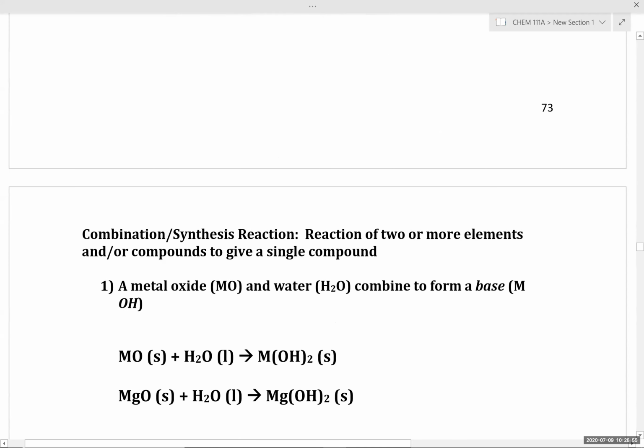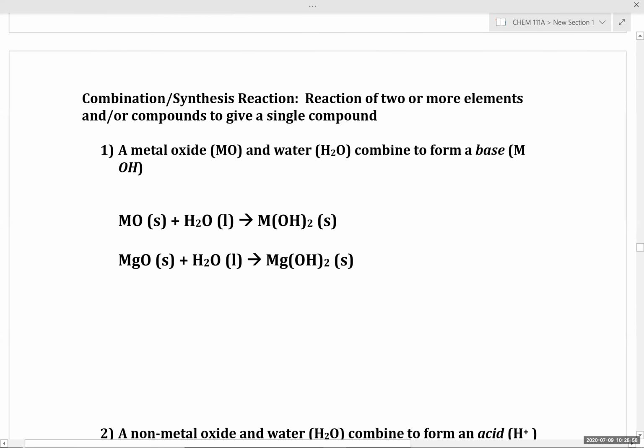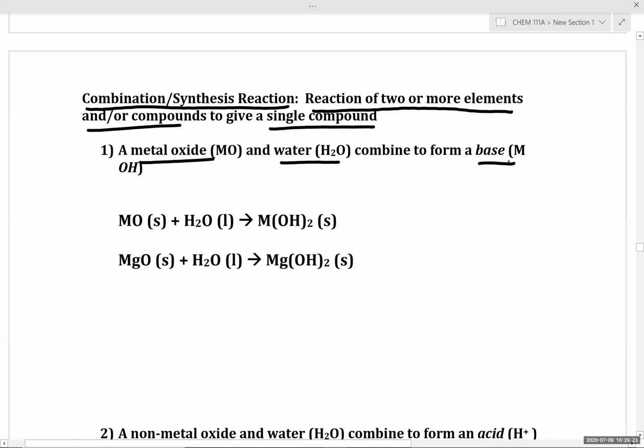Okay. So let's talk about the other side of the coin of decomposition reactions, which are combination or synthesis reactions, which I like to think of as decomposition reactions in reverse. In a combination or synthesis reaction, we have the reaction of 2 or more elements and or compounds to give a single compound. For example, a metal oxide and water combine to form a base. This is why metal oxides are sometimes considered basic, as in water, they make a hydroxide.